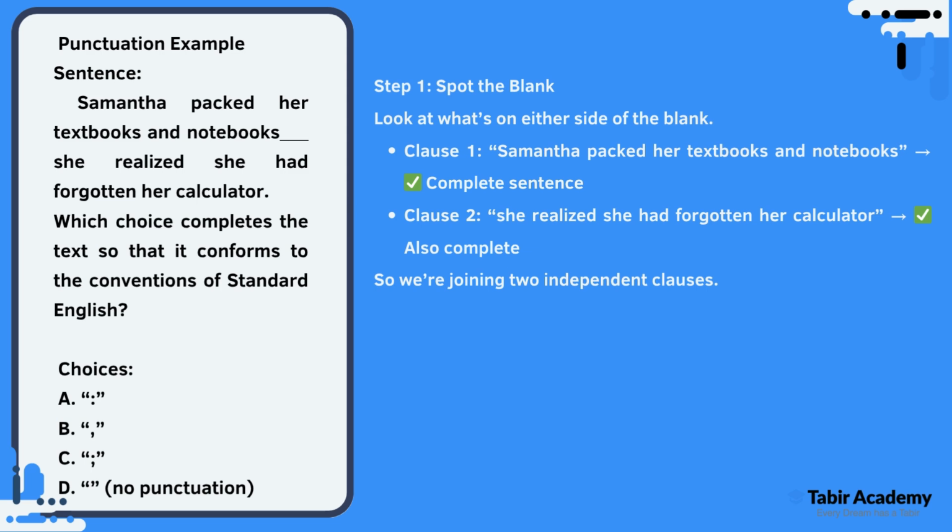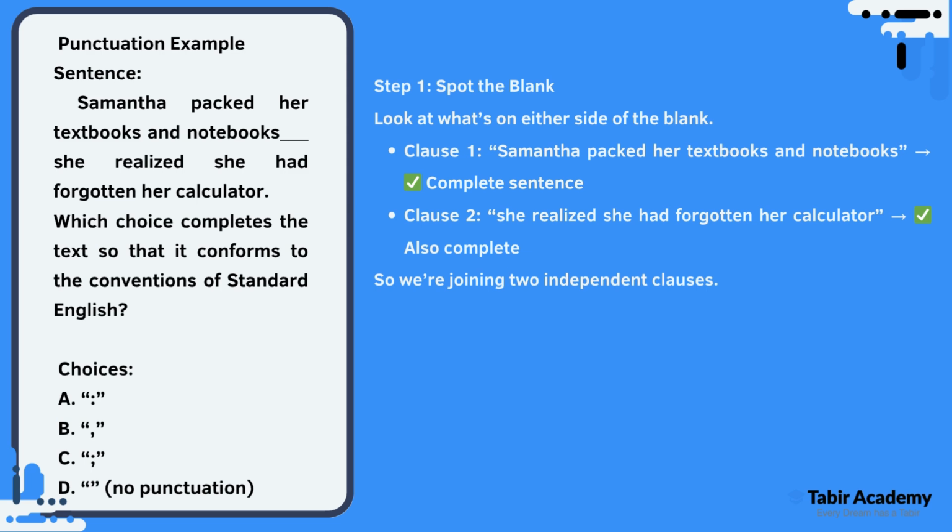Samantha packed her notebooks and textbook. Dash. She realized she had forgotten her calculator. With a twist, completes the text so that it conforms to the conventions of standard English. और इसमें हमारे पास है colon, comma, semicolon, and then no punctuation. Step 1 is look at what's on either side of the blank.